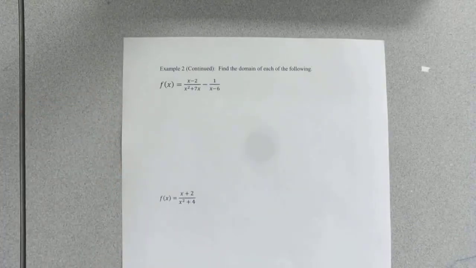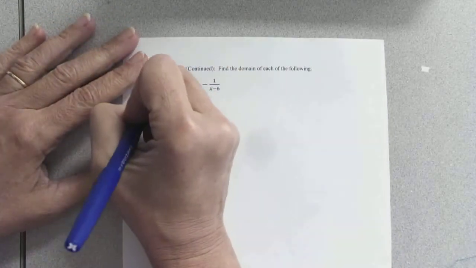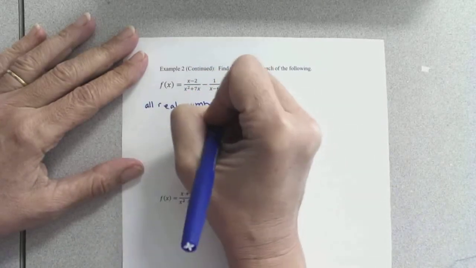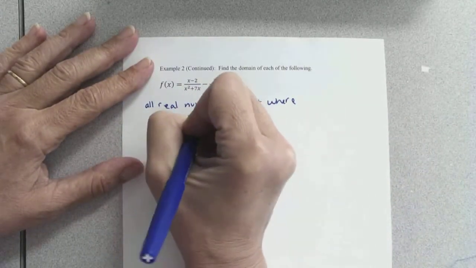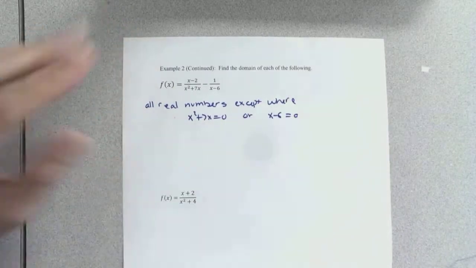Okay, continuing on with domain. Happens to be two fractions, but still going to be the same thing. All real numbers, except where x squared plus 7x equals 0 or x minus 6 equals 0.